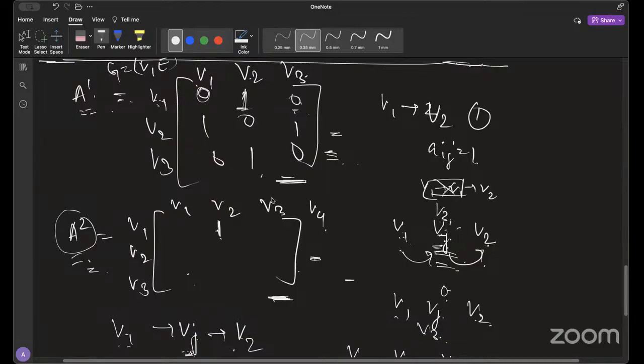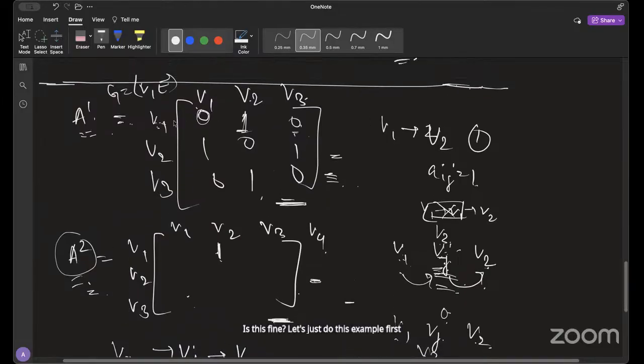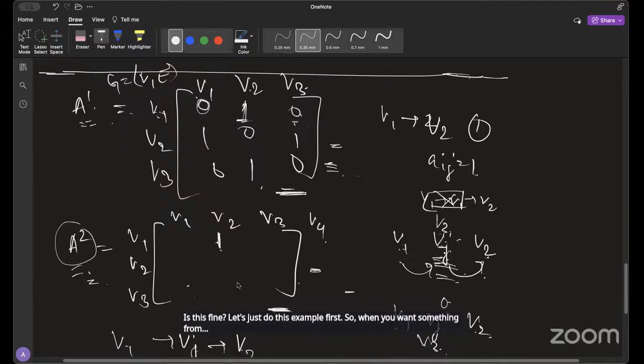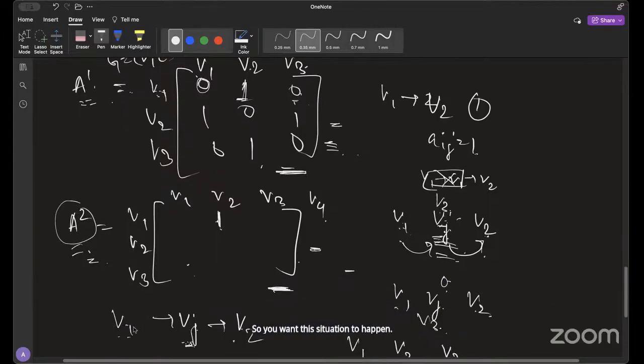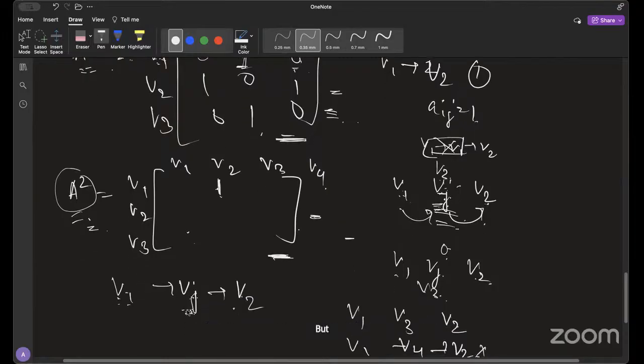Is this fine? Let's just do this example first. When you want this situation to happen, an edge from V1 to Vj, where Vj could be anything, and then Vj to V2. But technically you can't have Vj equal to V1 or V2, because they are the end vertices. You can't repeat it here, right? That's not how paths work.